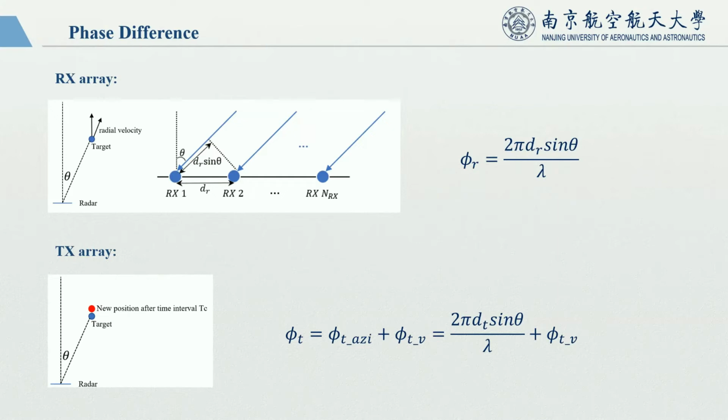Since transmitters transmit alternately in a TDM MIMO radar, an additional phase difference caused by the velocity of the object will be introduced. Namely, this distance will result in additional phase change. So this phase difference records both the angle and the velocity information of the target.